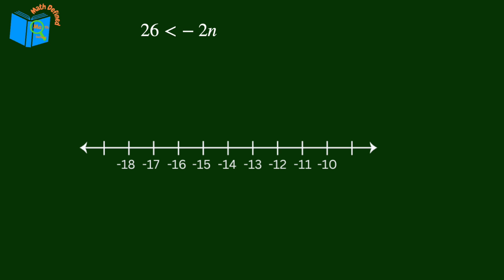Here's a slightly trickier one. Remember the rules we've learned so far. If you want to try this one on your own, pause the video now. Here we go. To solve for n, we need to divide both sides by negative 2.